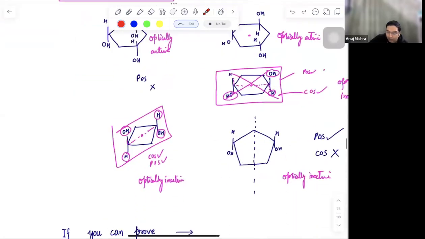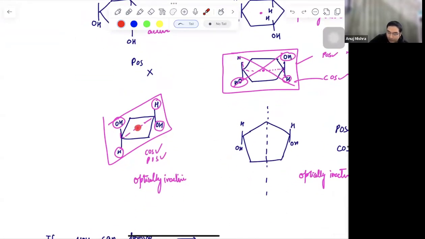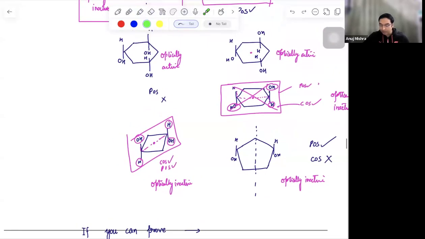Look at this structure. Here you have center of symmetry because OH down, OH up, H up, H down. What is plane of symmetry? If you put this plane itself, can we say this is a plane of symmetry? One is enough to show it as optically inactive. Look at this example. This is a plane of symmetry. Do we have any center of symmetry? No, but one is enough to show it optically inactive.